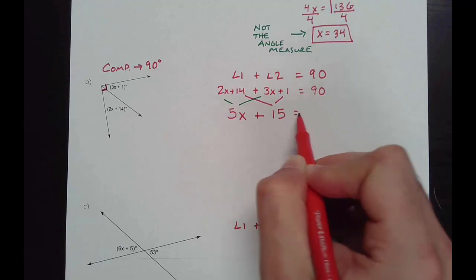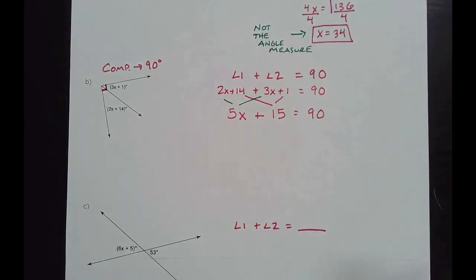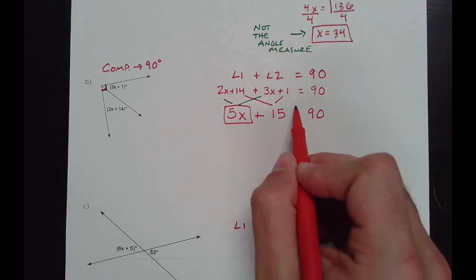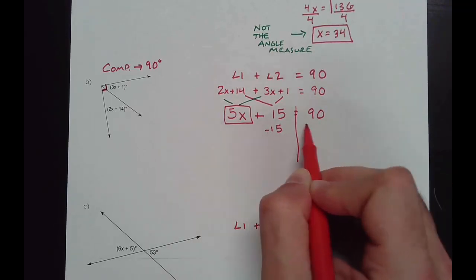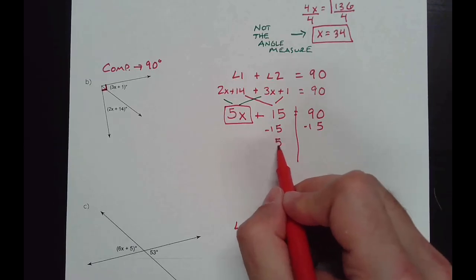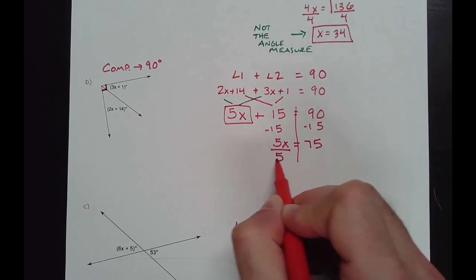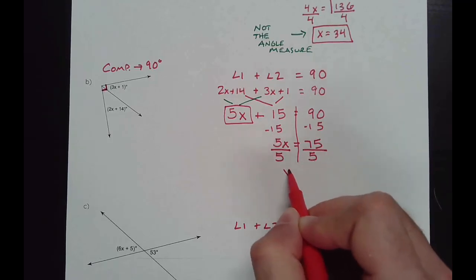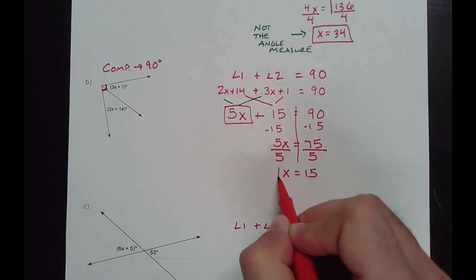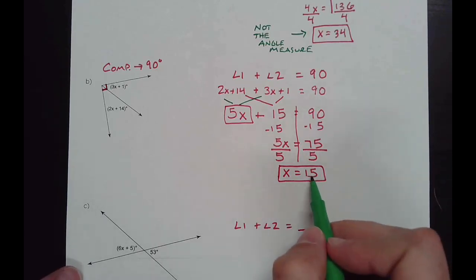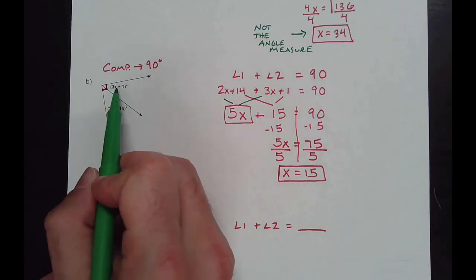So now I have a two-step equation to solve. Box my variable term, draw my line. Minus 15. I bring down the 5x, that equals 75. Divide by 5, and x is equal to 15. Again, that is not my angle measure, it's simply the value of the variable. The variable 15 has to go into both angles in place of x.